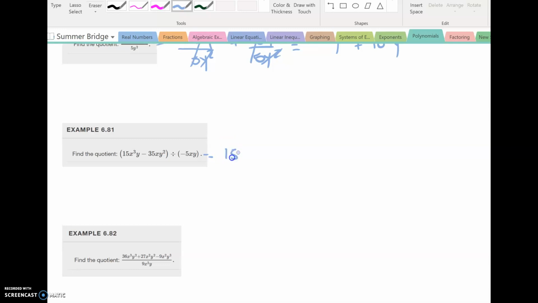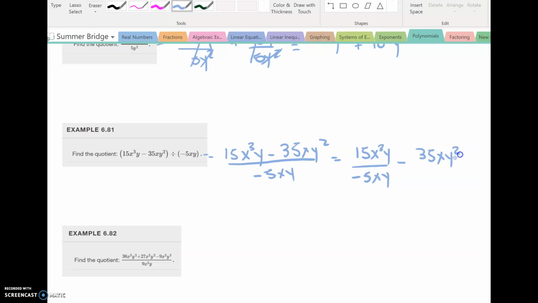So I'm going to have 15x cubed y minus 35xy squared, all of which is being divided by negative 5xy. Now I'm going to go ahead and take it one step further and break up the fraction into two separate fractions. So I have 15x cubed y, that's going to be divided by negative 5xy. And then I'm going to do minus 35xy squared, and that's being divided by negative 5xy. So again, I'm dividing the numerator by the same denominator.